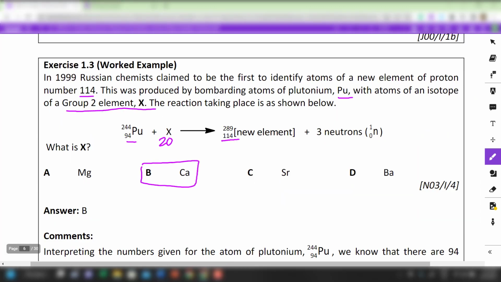Some of you might be wondering, what about the nucleon number? How can we determine the nucleon number? If you want to determine it, you can just let the nucleon number be A.